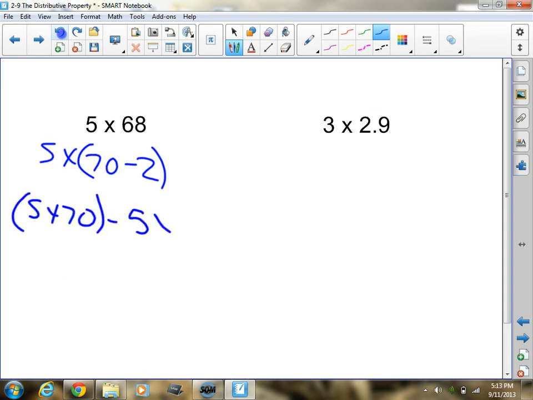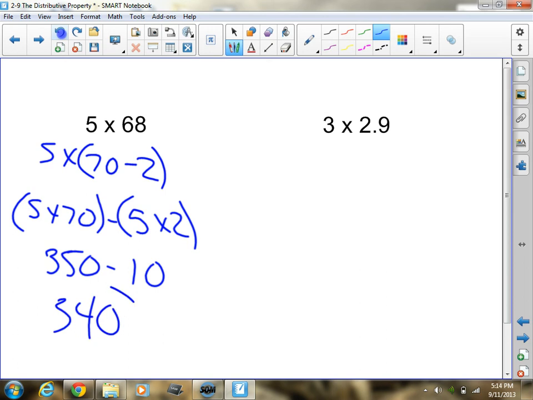minus 5 times 2. So right here, 5 times 70, well, 5 times 7 is 35. Add a 0. 350 minus 5 times 2, oh, that's 10. That's easy. And there I have the answer, 340. So you see how I went from a very complex problem to something I can kind of almost do in my head.